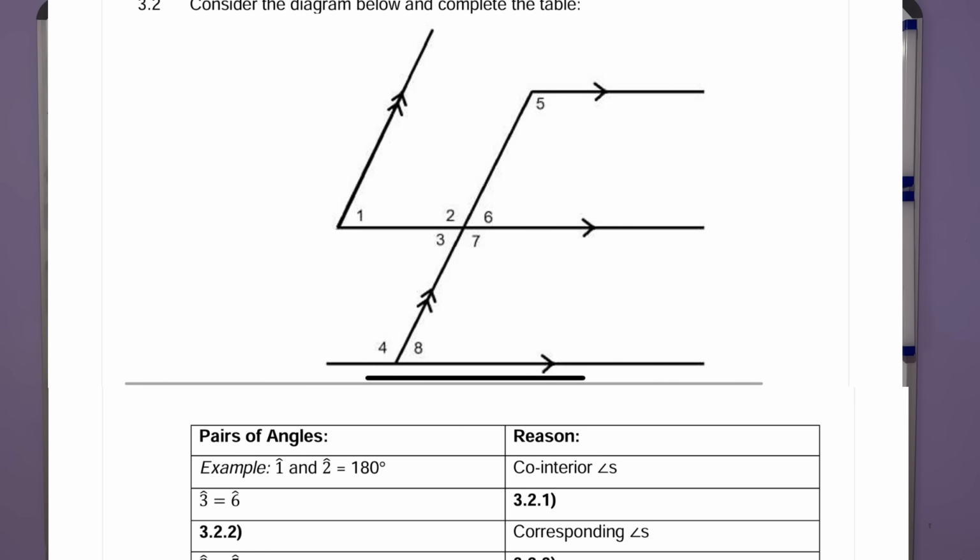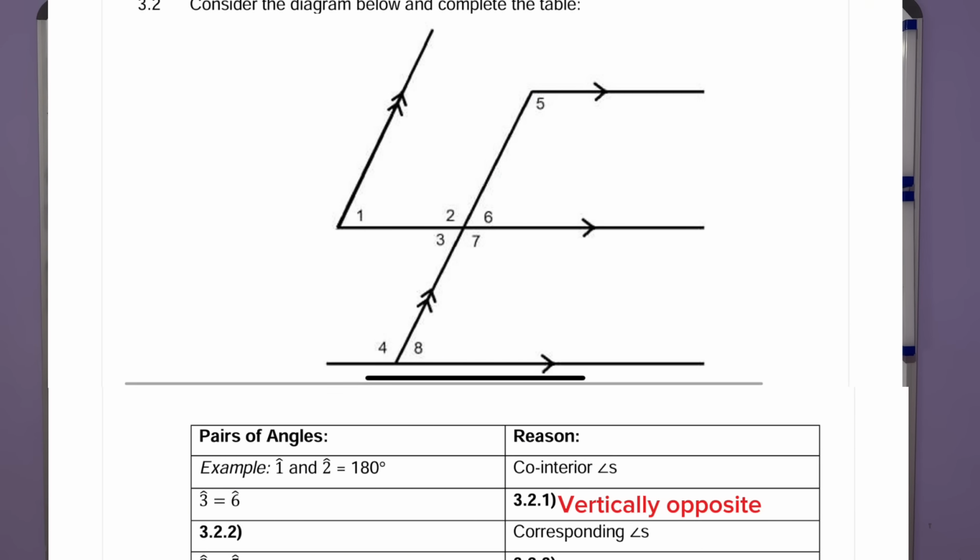3.2. Consider the diagram below and complete the table. The pairs of angles: you're given a pair of angles and you need to give a reason, or you're given a reason and you can choose a pair of angles. Angle 3 and angle 6. Let's have a look where angle 3 is and where angle 6 is. Those angles are vertically opposite. You can see that they are forming an X, so they are vertically opposite angles.